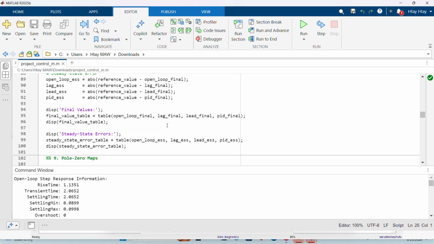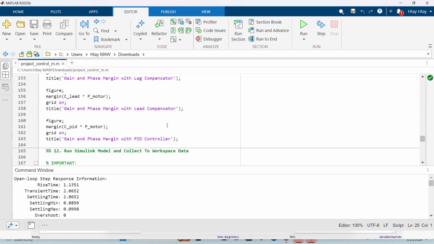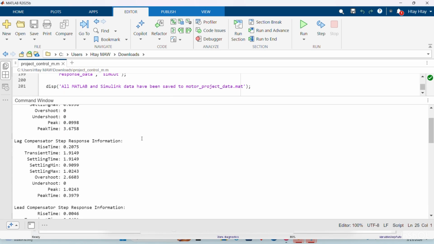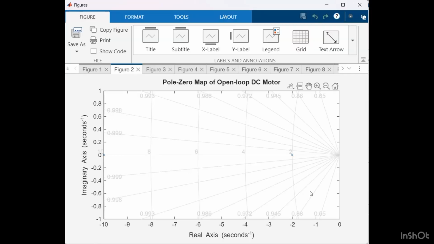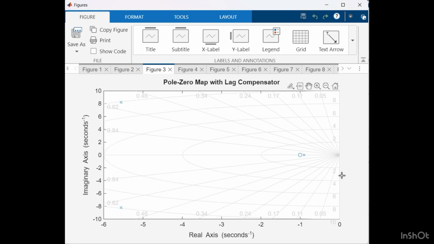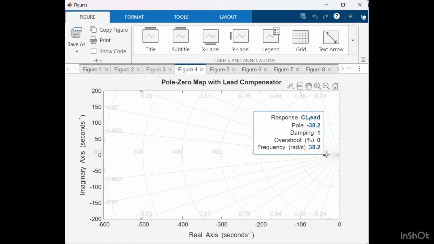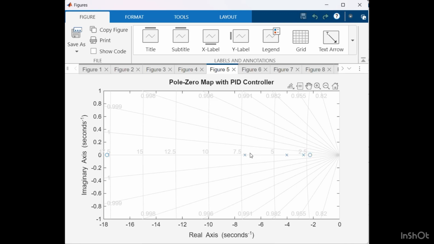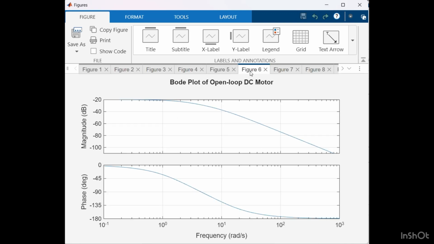Moving on, I will run the simulation and show how the scope displays the response curves for the open loop, lag, lead and PID control systems, and the stability and frequency domain analysis. First, this is the pole zero map. The pole zero map shows the locations of poles and zeros in the S-plane. In general, for a continuous time system, if the poles are located on the left side of the S-plane, the system is stable. From these graphs, the poles are located in the left half plane, so the open-loop motor and the control systems are stable.